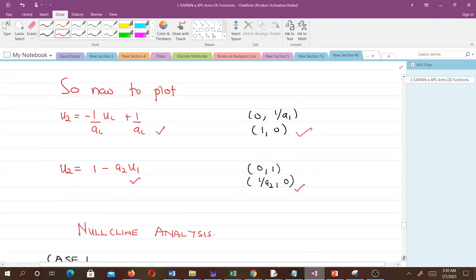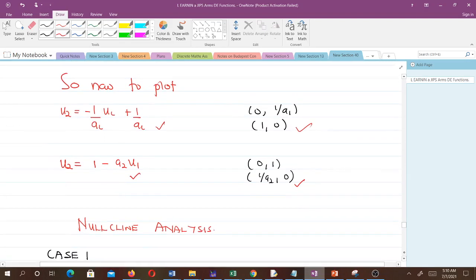So now we're coming to do the Nullcline analysis. One thing I should note is that our A1 and A2 here are positive parameters, right? So they are positive parameters, which means they can range from 0.001 going up, but they are not negative. They are also not zero, because if they are zero, then this thing will be undefined. So A1 and A2 are positive parameters. Okay, so note that.